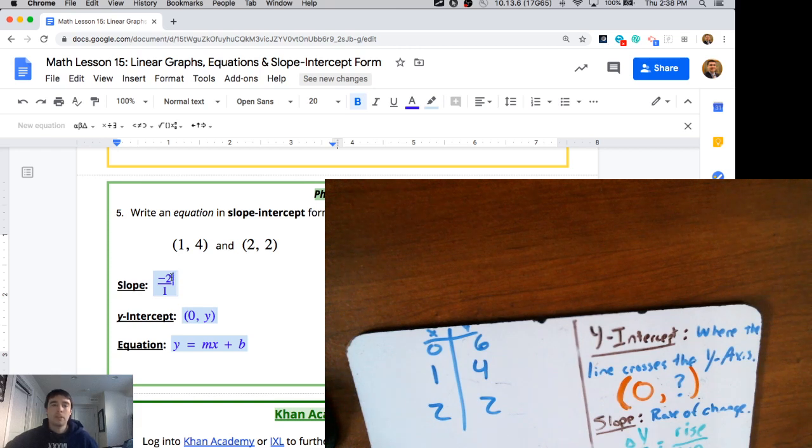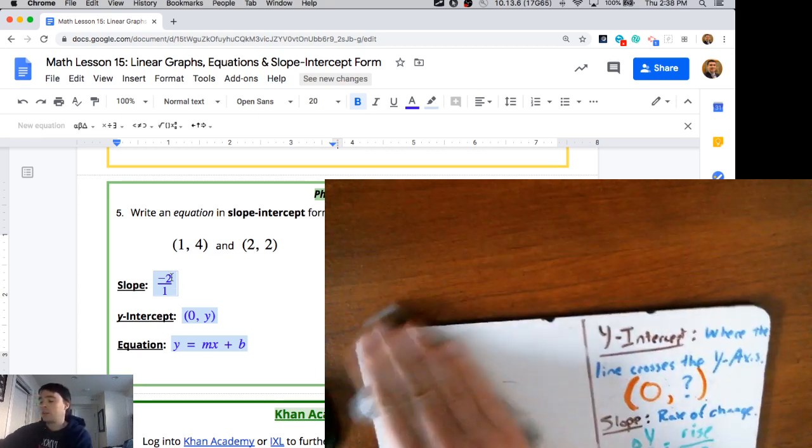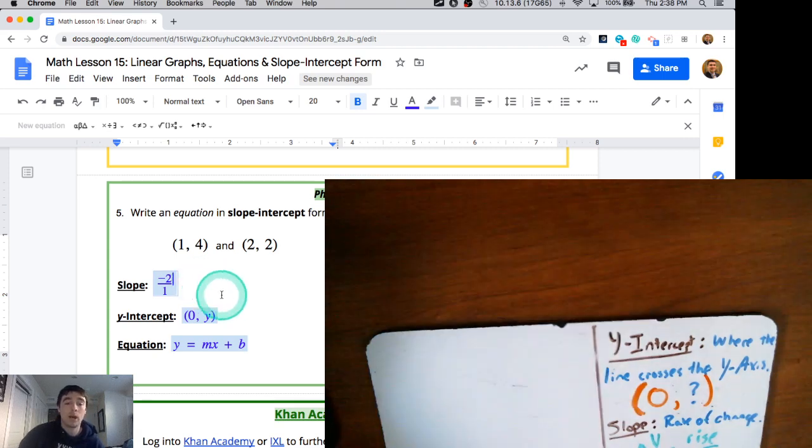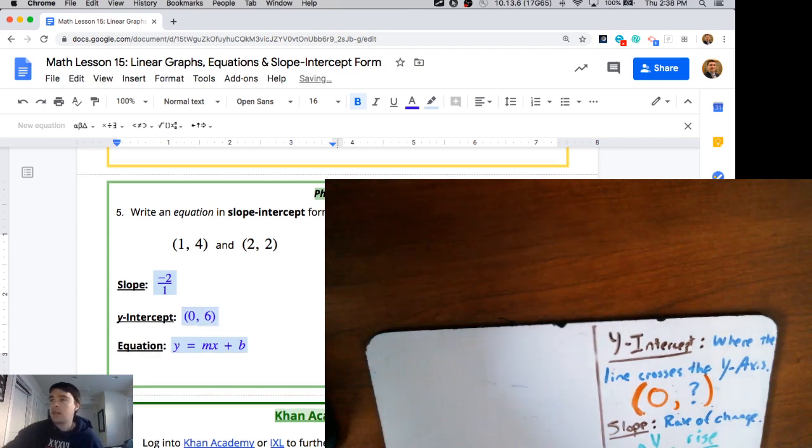That might be a bit confusing. There's a more straightforward method to find any y-intercept if you know slope and 1 point. I'm going to slow that as well. So I think the y-intercept here is 6. But to check that out, I'm going to try a different method.